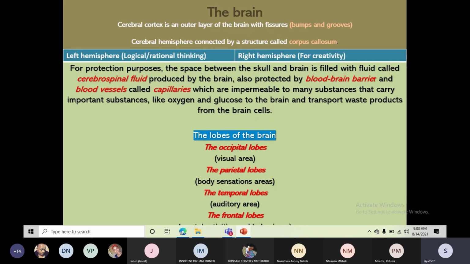What are those important substances? For the brain, it is oxygen and glucose. They also allow the waste product to go out. That is why when you take substances like drugs and alcohol, in the later stage, or when you take too much, they affect your capillaries because they are too toxic for your capillaries. They don't need to be there.